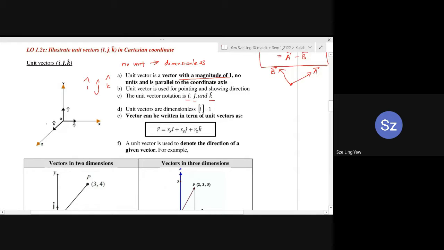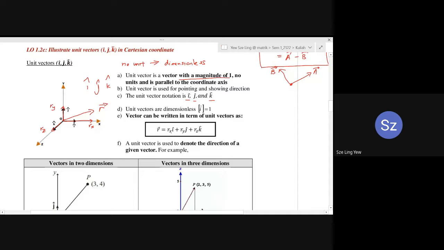And the vector can be written in terms of unit vectors. So now, for example, if you have a vector here, okay, this is your vector R. So how are we going to use unit vectors to represent it? So you use R equals Rx i. So you calculate the value along the X component. So this is the value. You look at the value Rx, and then you look at the value along the Y component, and then the value along the Z component.